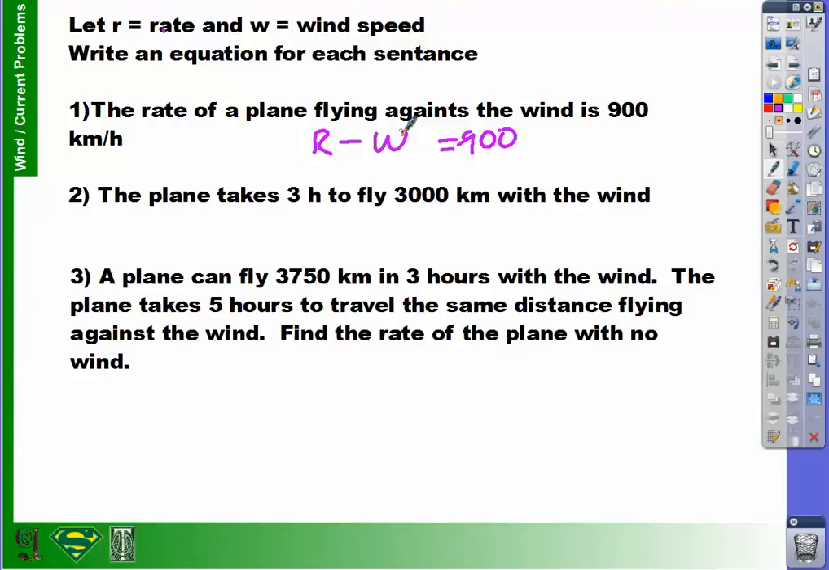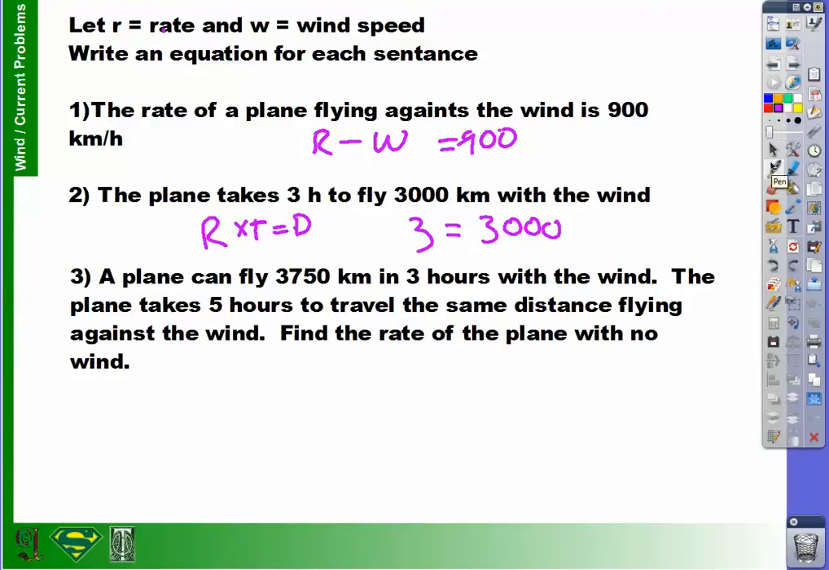Number 2. The plane takes 3 hours to fly 3,000 kilometers with the wind. Well, we know that rate times time is equal to distance. So let's plug in what we know. We know the time is 3. We know the distance is 3,000. And the only real trick here is, what is the speed of the plane?